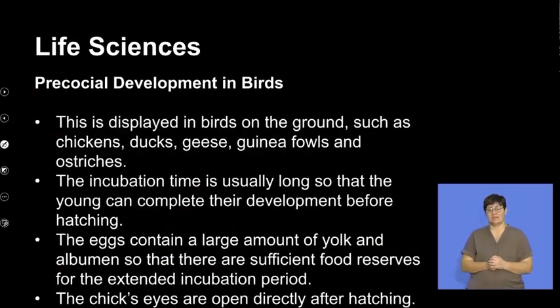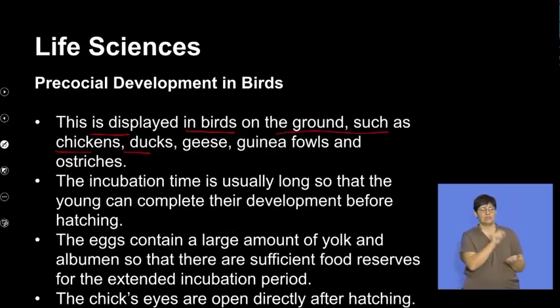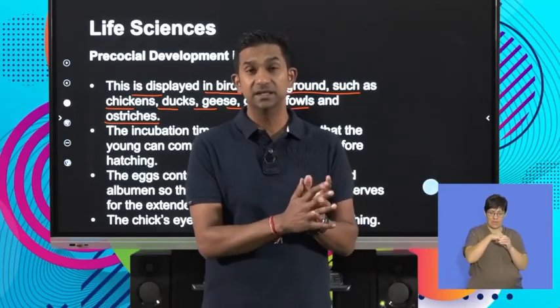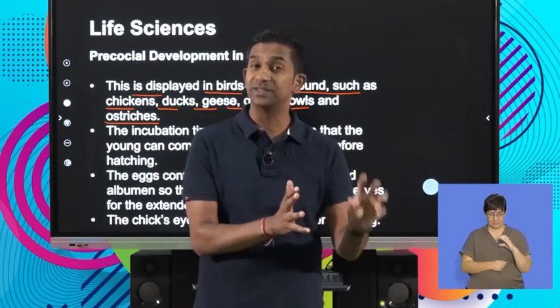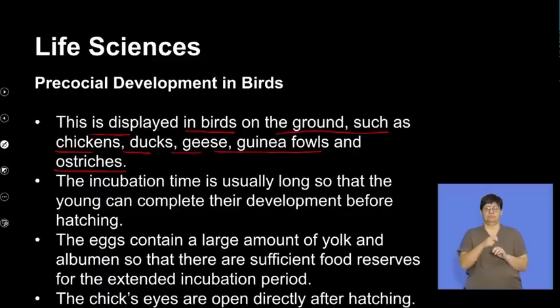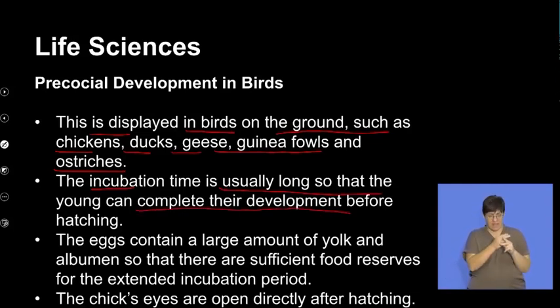This is displayed in birds on the ground, such as your chickens, ducks, geese, guinea fowls, and ostriches. Often, birds that lay eggs terrestrially on the ground have an extensive period of the embryo developing within the egg. That means that when these hatch, the hatchlings are able to survive. The incubation time is usually long, so that the young can develop completely before being hatched.